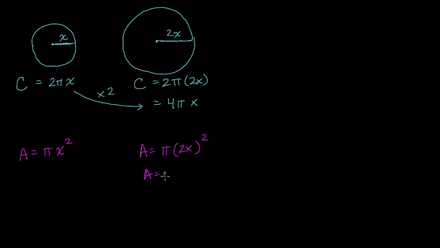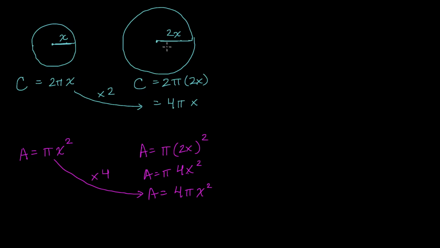Well, our area is equal to pi times 2x squared. 2x squared is 2x times 2x, which is the same thing as 4x squared. Or we could rewrite this as area is equal to 4 pi x squared. Notice, now the area has increased not by a factor of 2, the area has increased by a factor of 4 when we doubled the radius. Now why did this happen? I encourage you to pause the video and think about it.